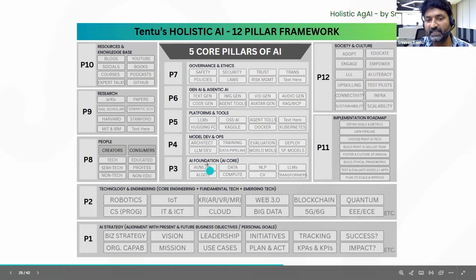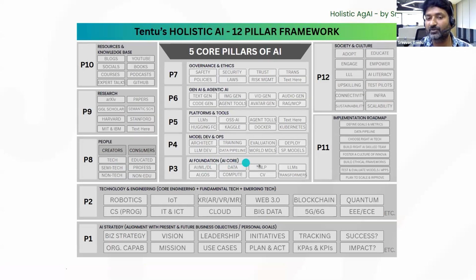Then comes the AI foundation, AI core: AI, ML, data, compute, algorithms, NLP, text-based things, computer vision, large language models, transformers. Primarily, they talk about maths, calculus, linear algebra, statistics, probability. All those things come under AI foundation, AI core. You need to understand data structures. Whoever is involved in the technology part of the AI framework needs to understand this.